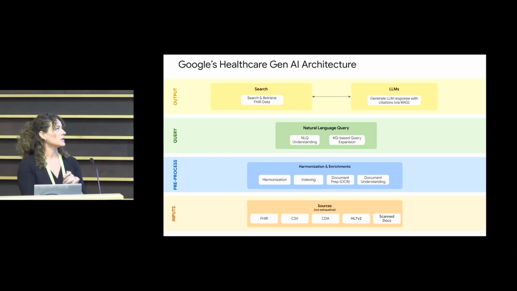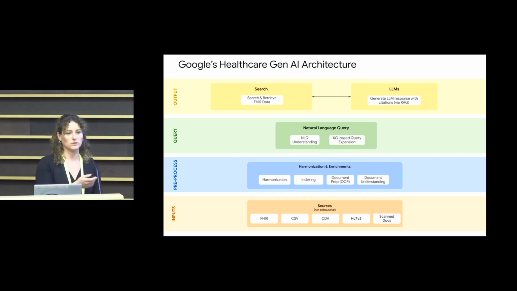So for those that were present at the talk earlier that Will was giving, this is that RAG approach in which we're doing retrieval-augmented generation, always grounding it on the FHIR data that was retrieved as a result of the search query.